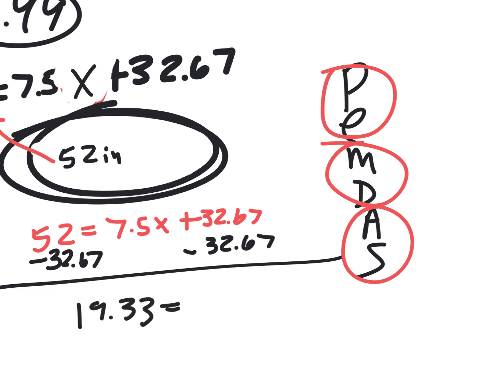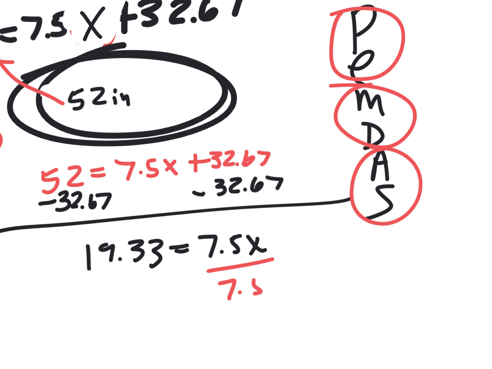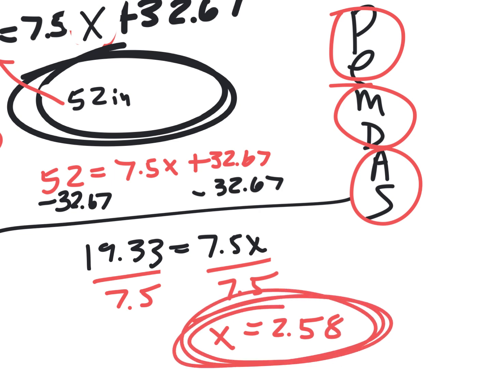19.33 equals 7.5x. Christian, how do I do the last step? You divide by 7.5. Correct. What is 19.33 divided by 7.5? 2.577, and it keeps going, so I'm going to go with 2.58. That's how big this person's hand should be. About 3 inches. Well, I'm rounding a lot. I should probably have left it as 2.6 inches or so.